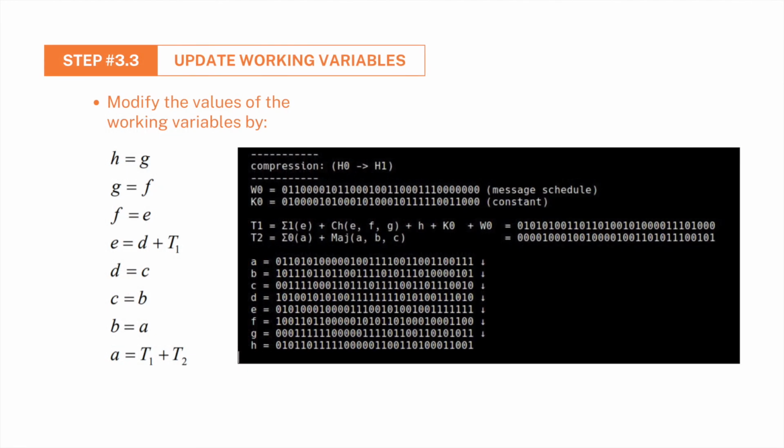After obtaining the 2 temporary words, we now update our working variables. The first thing we should do is move all of the values of our working variables by 1. So we store the value of a working variable to the next variable and lose the last one since there is no variable after it. And then we put a new word into a, which is the sum of t sub 1 and t sub 2, or the value obtained when we add the values in t sub 1 and t sub 2 and take modulo 2 raised to 32 of the value afterwards. We also have to add t sub 1 into e.